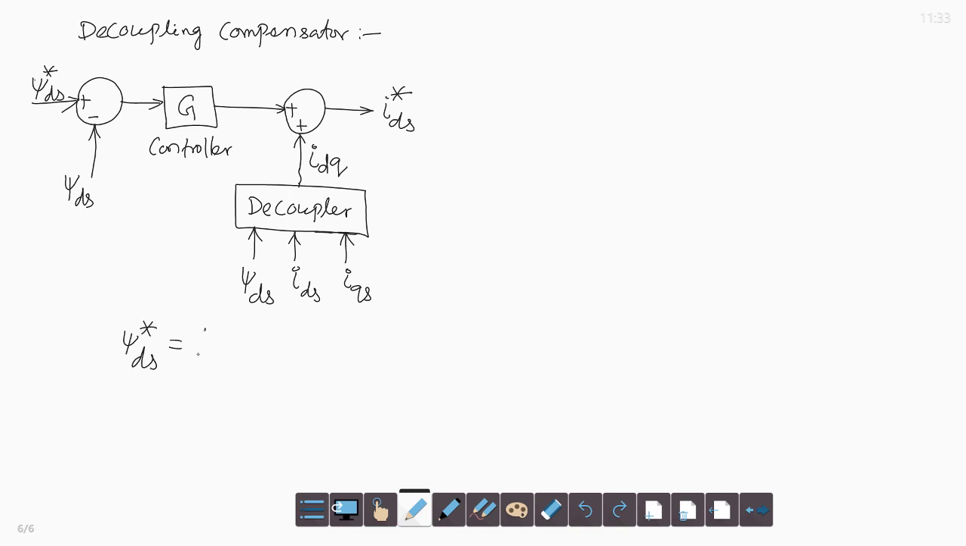is a function of only IDS star, not IQS. IQS does not affect psi ds star, and with closed loop control, we get the actual stator current IDS equals to reference value IDS star. This is the vector control to be achieved.